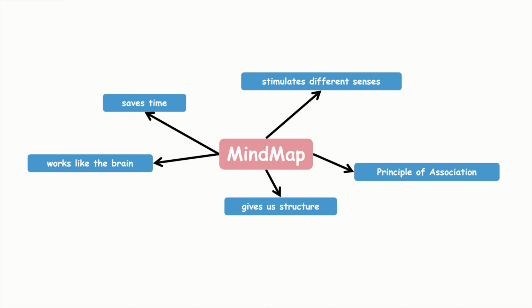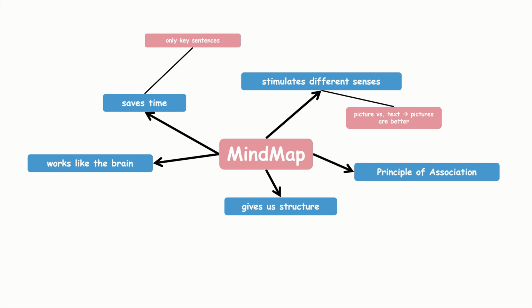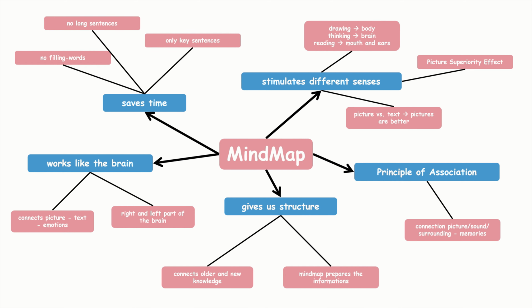Then we write down all the important things to the lower subjects, like we only write down key sentences, or if you compare a picture with a text, the picture stays longer in your brain. Or if you're creating a mind map, it affects both hemispheres of your brain, and a lot of other things. With the different arrows, you can see how they belong to each other. That's it. You've done your first mind map. It's quite easy, isn't it?